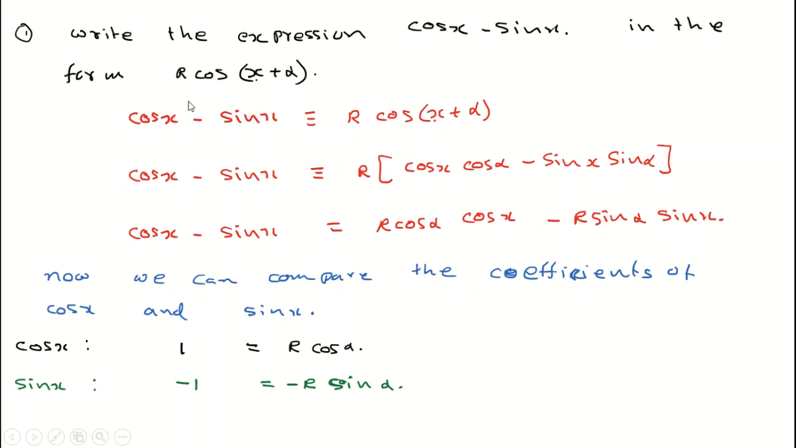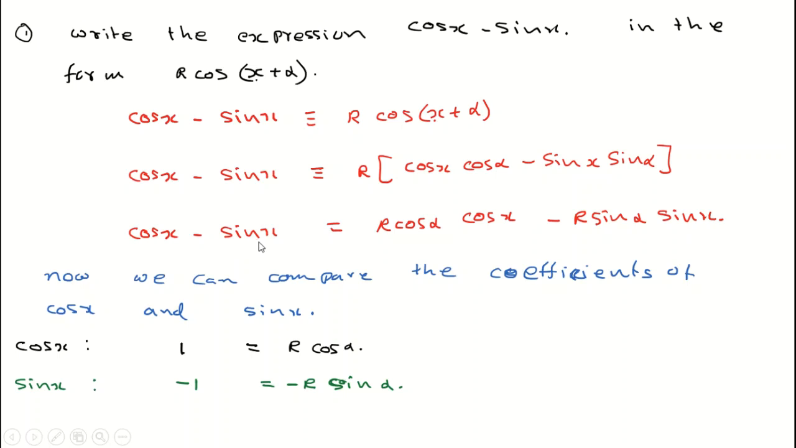We are supposed to write this cos x minus sin x in the form r cos(x plus alpha). So we will write it in this way. Cos x minus sin x is equal to r cos(x plus alpha). Again you expand this one, r you leave outside: cos x cos alpha minus sin x sin alpha. These are the compound angle formulae that we learned earlier.